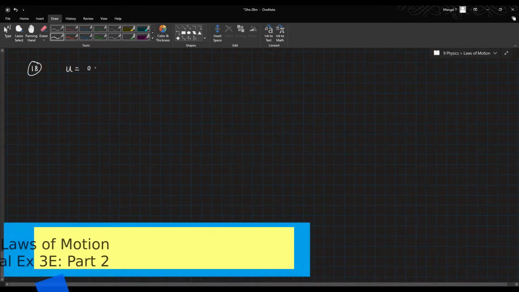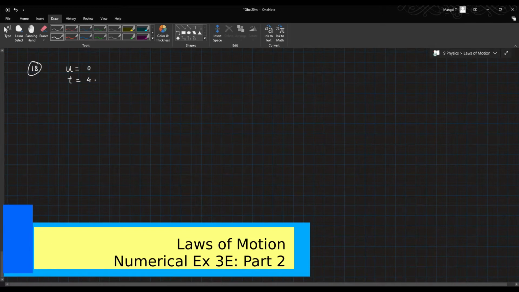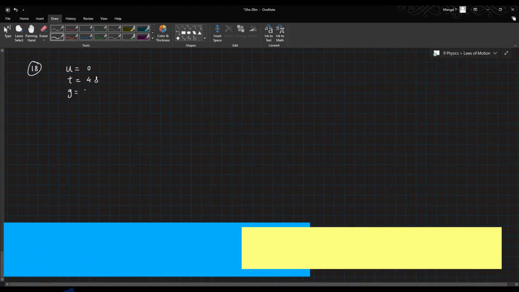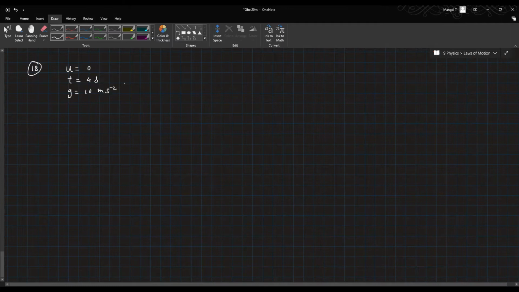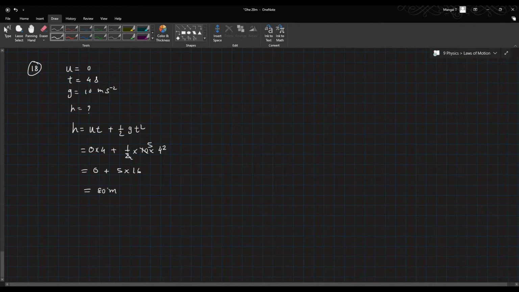u equal to 0. It takes 4 seconds for it to reach the ground. g is taken to be 10 meter per second squared. Height is asked. So h is equal to ut plus half gt squared, which is 0 times 4 plus half into 10 into 4 squared. So this will be 5 times 16, that is 80 meters is the height.